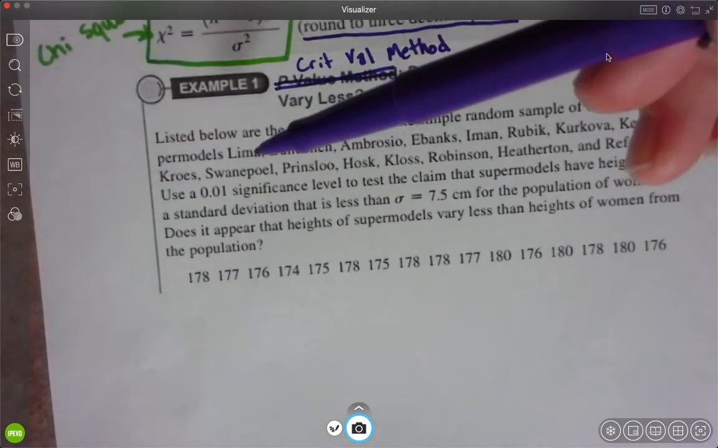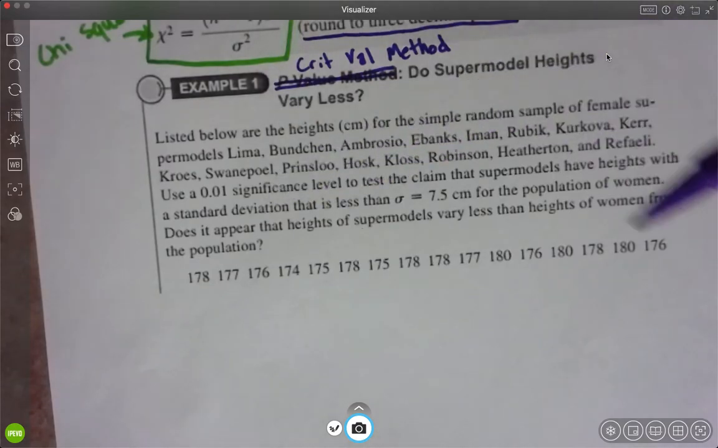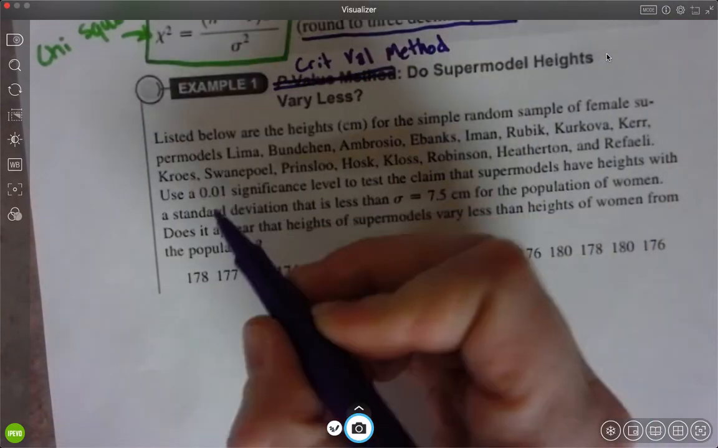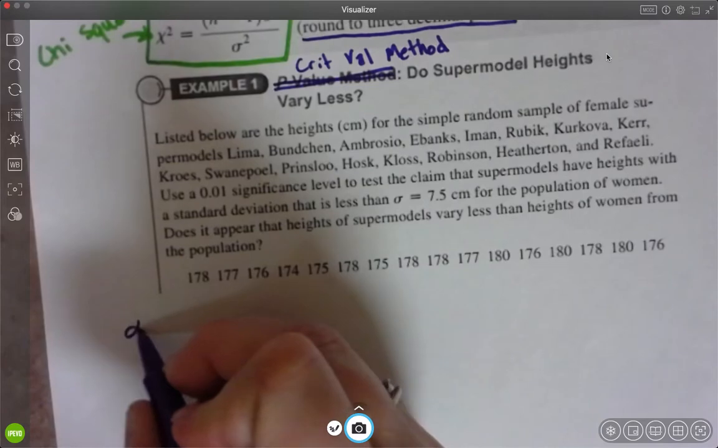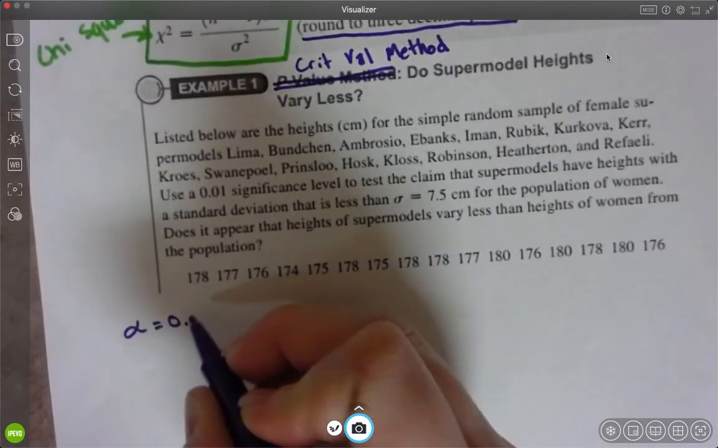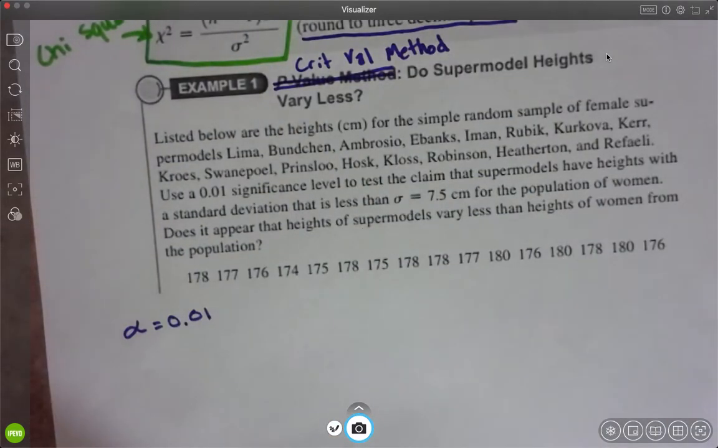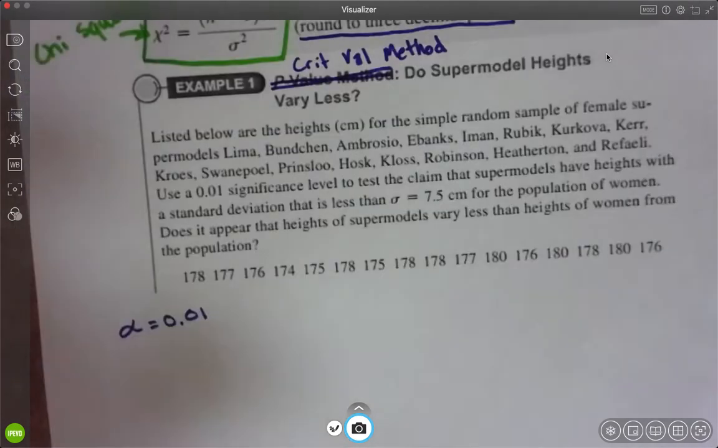Okay. So listed below are the heights for a simple random sample of female supermodels, and then they list out who all the supermodels are. Use a 0.1 significance level. And that tells me this: 0.01 significance level. I'm going to write stuff down as we go along.